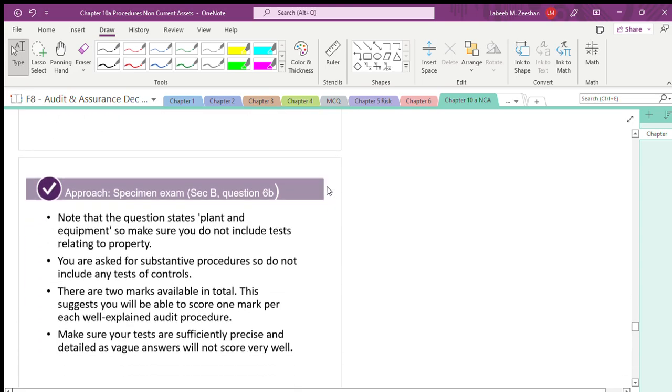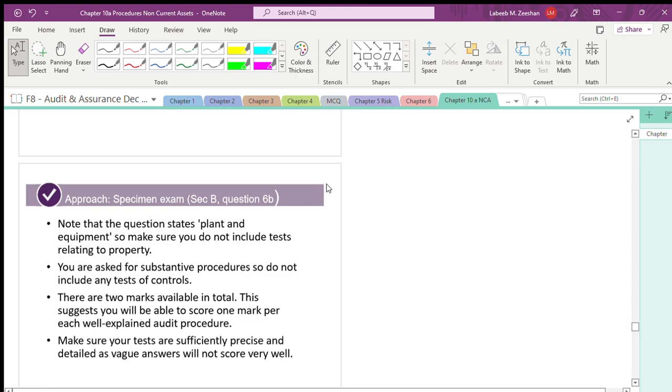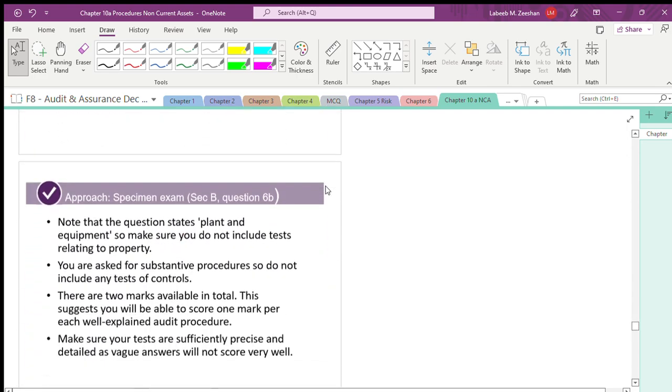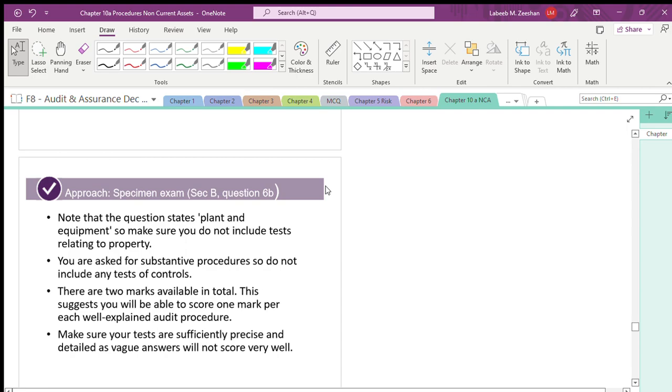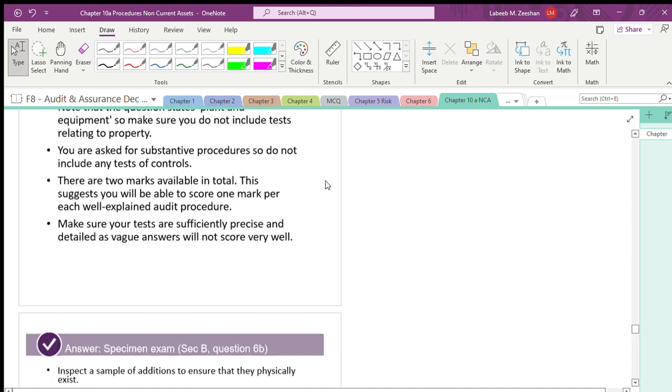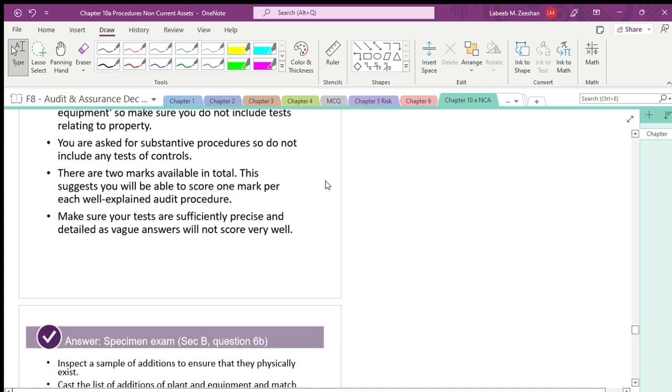Fine. Note that the question states plant and equipment. So make sure that you do not include tests related to property. You are asked for substantive procedures, so do not include tests of controls. There are 2 marks available in total. You will be able to score 1 mark per each well-explained procedure. Make sure your tests are sufficiently precise and detailed, as vague answers will not score very well.